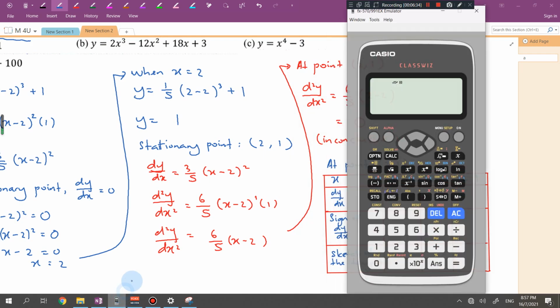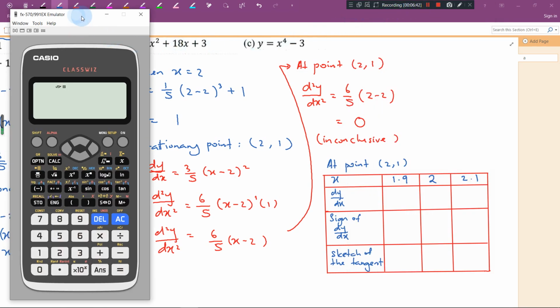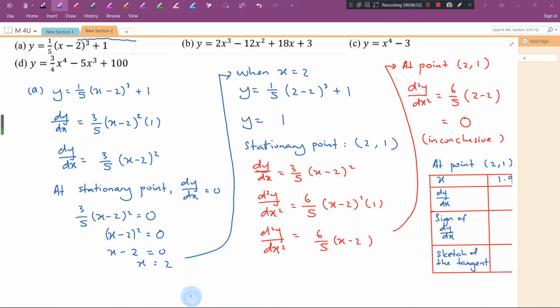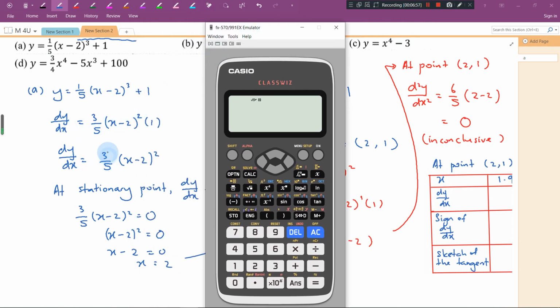So you can take out your calculator. You just need to key in the function for the first derivative dy by dx. Okay, so this is the gradient function dy by dx, right? So 3 over 5, parenthesis x minus 2, raised to the power of 2.